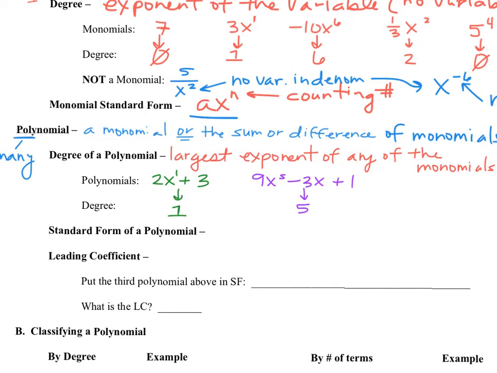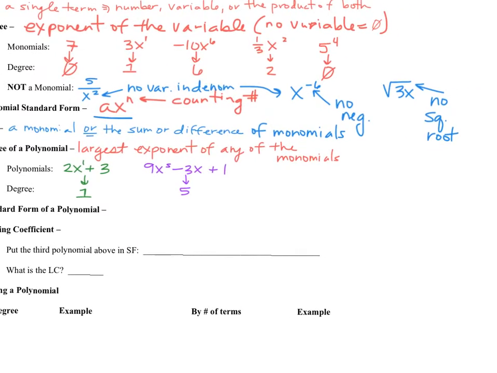Okay. How about x to the 3rd minus 10 plus 8x squared plus 5x minus 7x to the 4th. Okay, your degree on that one, it's the largest exponent on our variable, which is the 4. So that is a degree of 4. Questions on that so far?